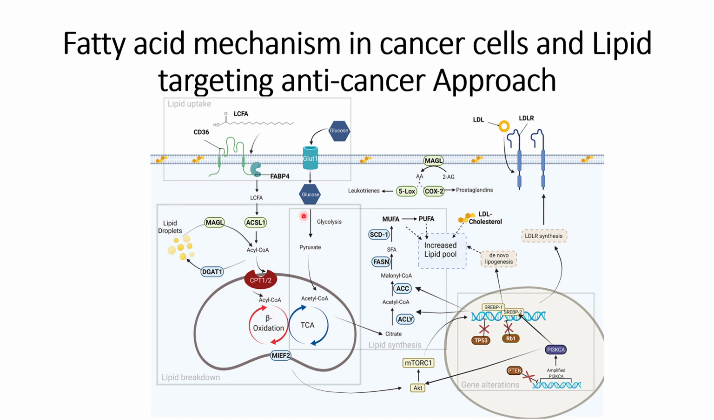Another way by which energy is utilized in this fatty acid mechanism is through glucose intake with the help of GLUT1, where glucose is converted into pyruvate, and thereafter this pyruvate and acetyl CoA, beta oxidation and TCA cycles combined help in lipid formation with the help of several enzymes such as ACLY, ACC, FASN, SCD1, that help in increasing the lipid pool within the cancerous cells.